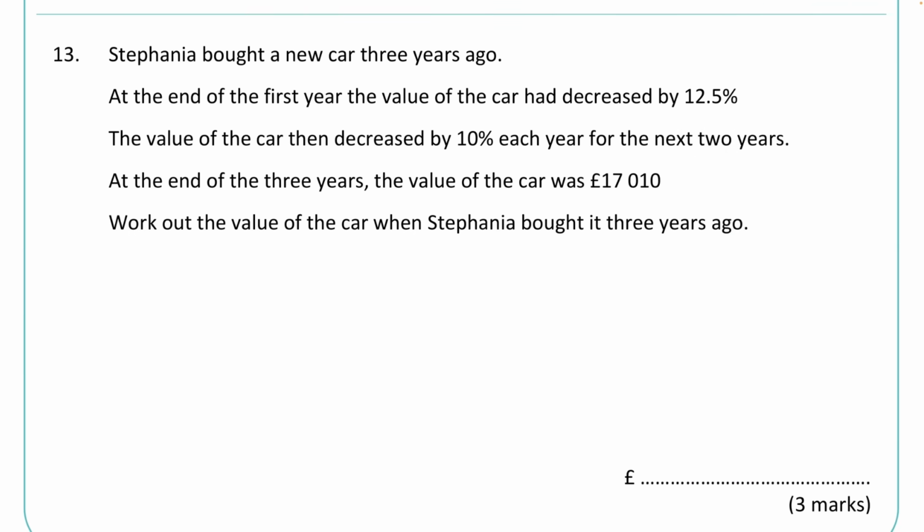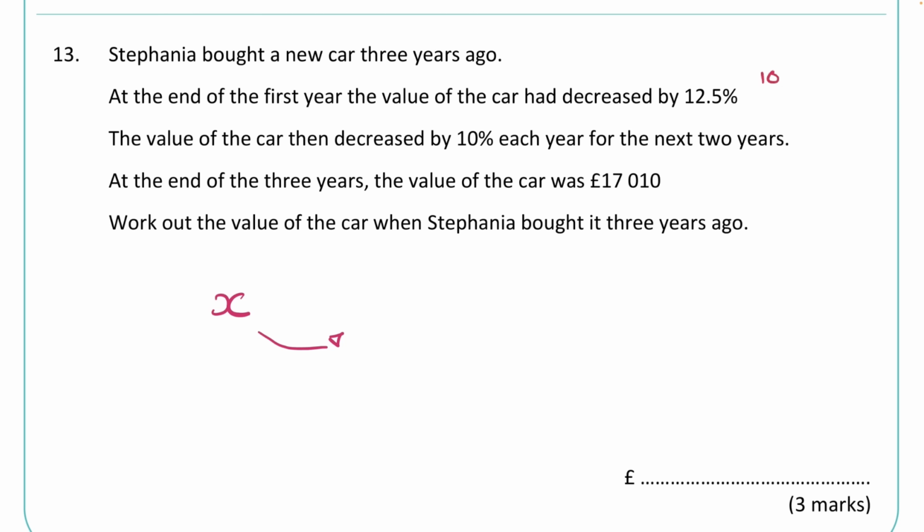Okay, our next question, we're looking at some depreciation. It says Stefania bought a new car 3 years ago. At the end of the first year, the value of the car had decreased by 12.5%. The value of the car then decreased by 10% each year for the next 2 years. At the end of the 3 years, the value of the car was £17,010. Work out the value of the car when Stefania bought it. So when she bought the car, we've got this unknown value. Let's call it X. Then it gets decreased by 12.5%.